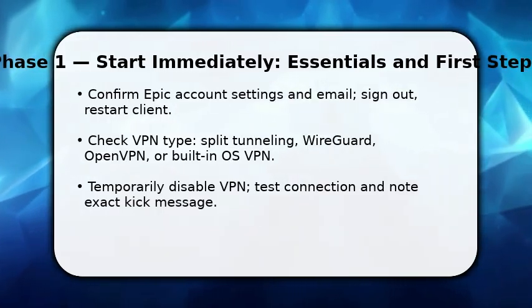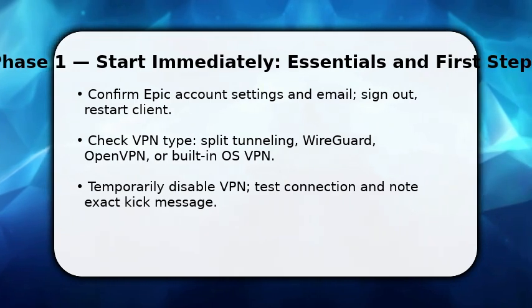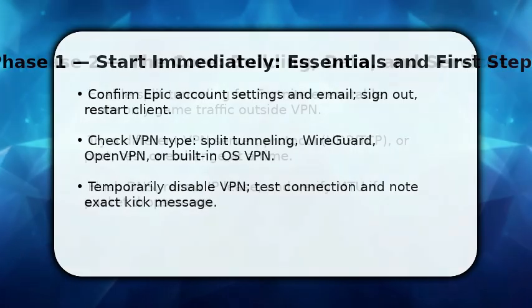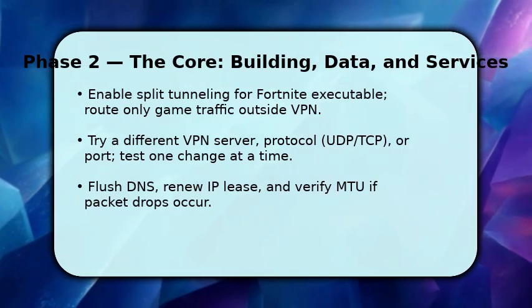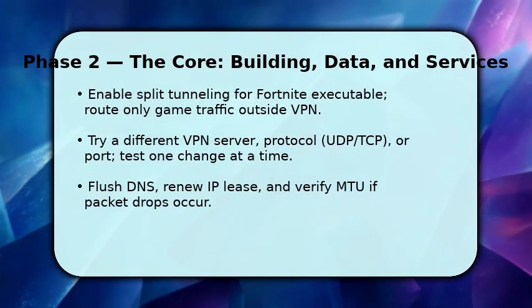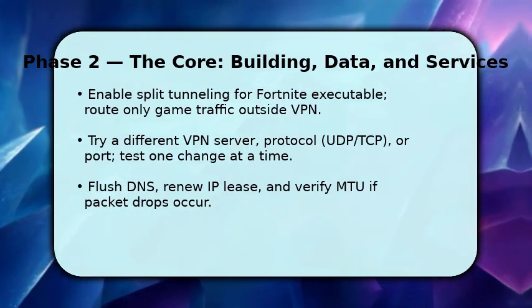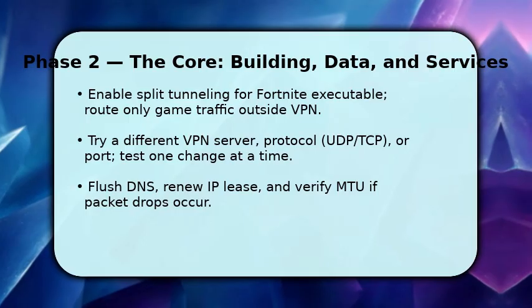Make sure to keep a note of times and any error codes, because that helps later when you adjust routing and authentication. Once you've proven the VPN's involved, enable split tunneling and route only the Fortnite executable through your regular ISP path. This prevents Epic from seeing VPN IPs.